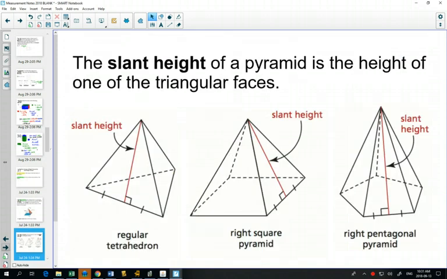Some of them have special names. If you have equilateral triangles all the way around, that shape is called a tetrahedron. I think I have one in here. See if I can find it. There we go. I have a dice that's a tetrahedron. So you can roll it.